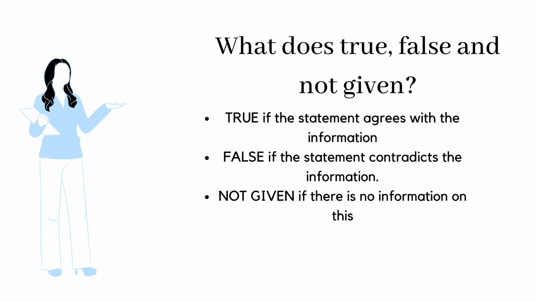Now, the last one is not given, the most difficult choice. If there is no information or it is impossible to know the answer, then the answer is not given. The information in the statement does not match the meaning of the information in the passage, though the words might be the same.